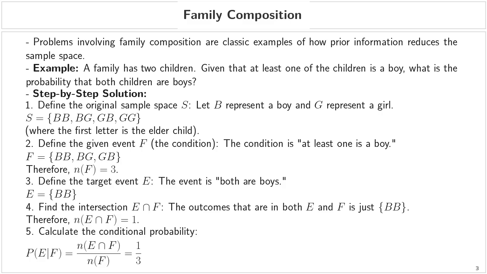Finally, we calculate the conditional probability. Using the formula for equally likely outcomes that we introduced earlier, we take the number of outcomes in the intersection and divide it by the number of outcomes in our new reduced sample space. That is, P of E given F equals N of E intersection F, divided by N of F. This gives us 1 divided by 3. So, the probability is 1/3.